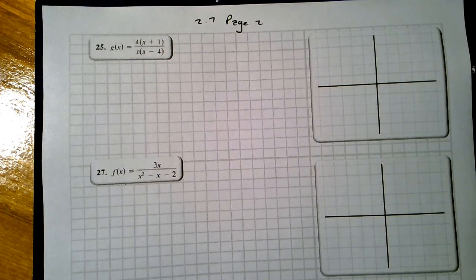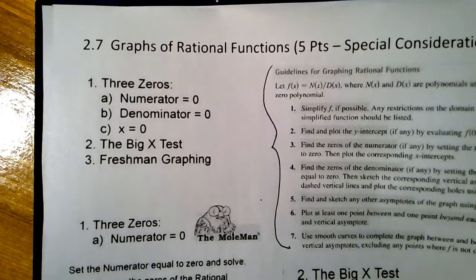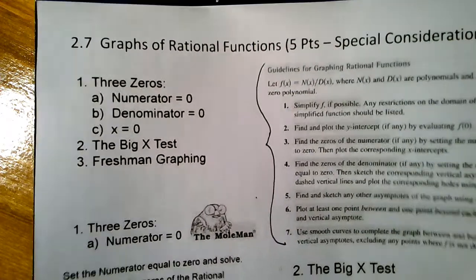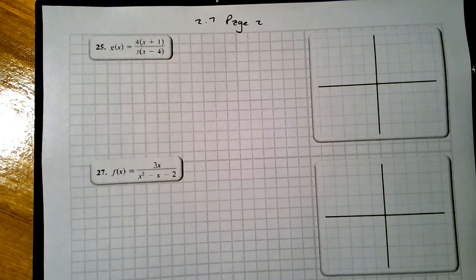Welcome back. We're on page 2, more graphing rational function goodness, where we're going to go ahead and do our 3 zeros, our big X test, our freshman graphing, and try to fit a curve appropriately to our asymptotes.